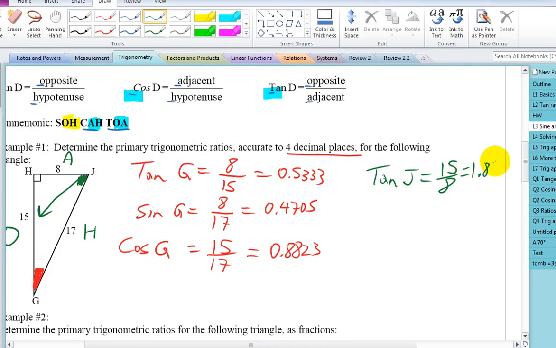Go to your calculator. 15 divided by 8 equals 1.875. Now, you can't use your calculator for the other two. You have to do the division in your head. Go. No calculators. No calculators for the next ones. Let's go. Find sine J, and then find cos J. Don't touch your calculators.